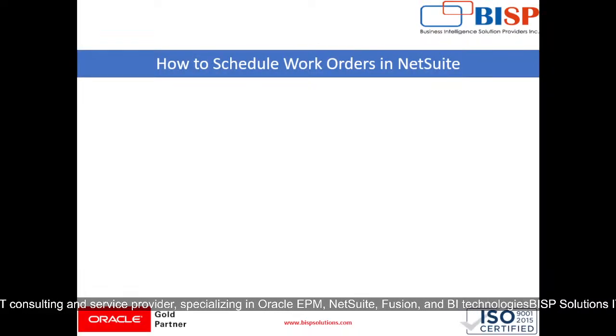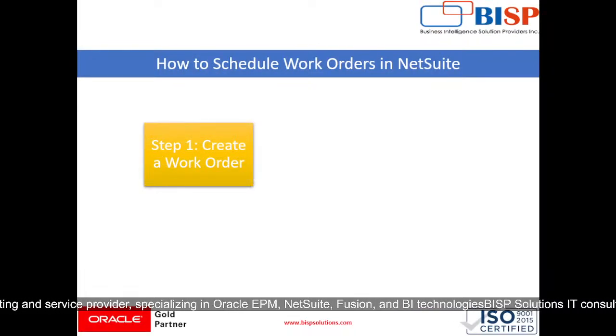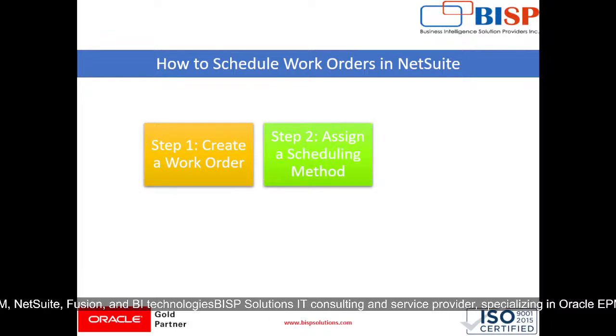How to schedule work orders in NetSuite? First, we have to create a work order by entering basic details like assembly item, defining the quantity, choosing the location, linking the appropriate routing, and clicking on the save option. After that, we have to assign a scheduling method.